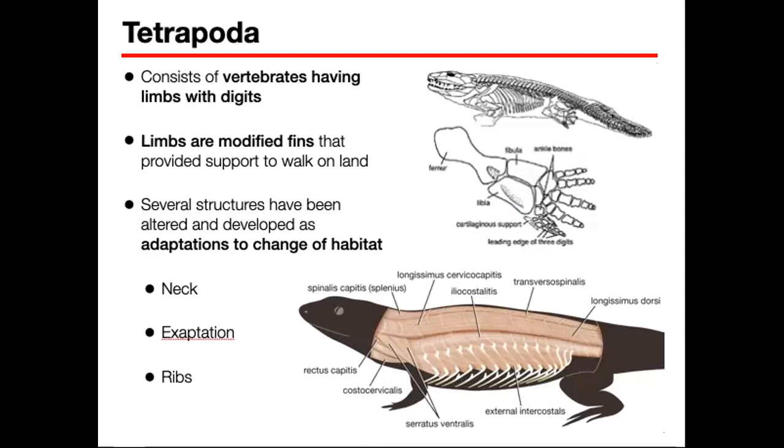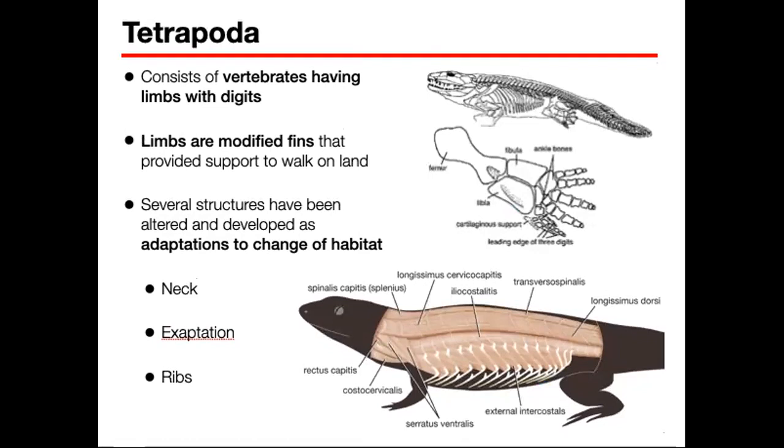Okay? And there are common features that we can infer, or that we can cite among all tetrapods, and these are known to be adaptations because of change of habitat. You have the neck that separates the head from the rest of the body. And this mobile neck allowed different types of movement of the head. You also have this exaptation.